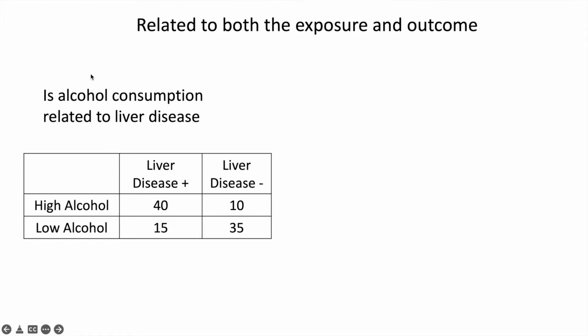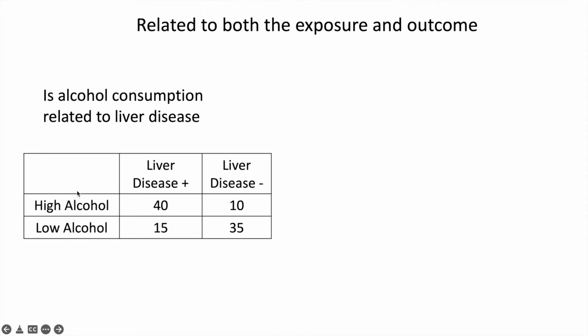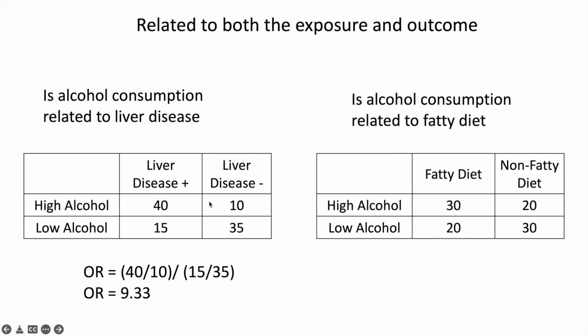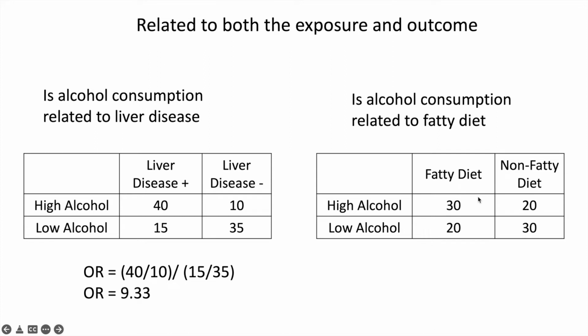So determining if alcohol is related to our outcome, so investigating this relationship, we have this 2x2 table where we have those that engage in high and low alcohol and those who had and did not have liver disease. So just a brief way to look at that relationship, we can do an odds ratio, and it comes out to 9.3. So those who have high alcohol consumption had much higher odds of liver disease than those who don't. So we are able to determine that this relationship exists. We don't know if it's significant, but we have a pretty good idea that it exists. And now we're looking at this relationship, alcohol and fatty diet. It's the same kind of idea, and we're able to find an odds ratio, and we found that those who engage in high alcohol consumption are also 2.25 times more likely to have a fatty diet.